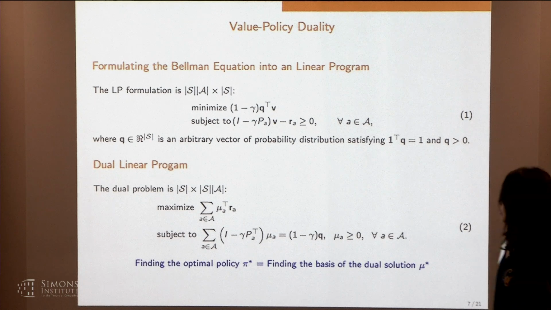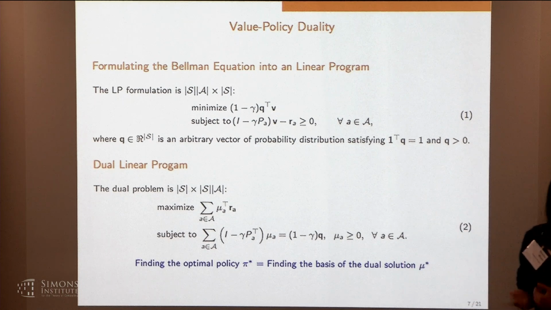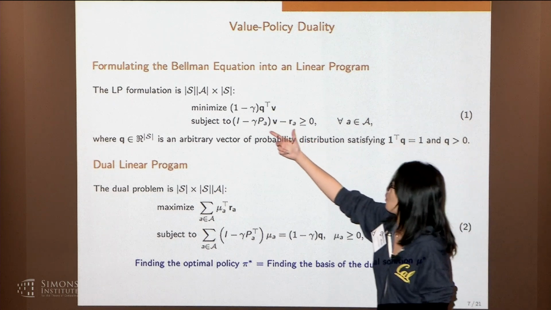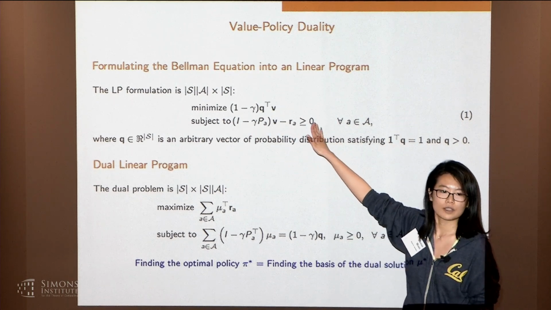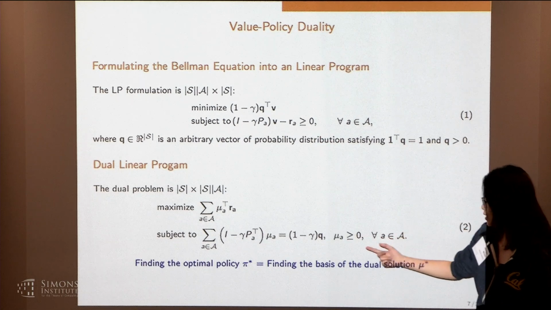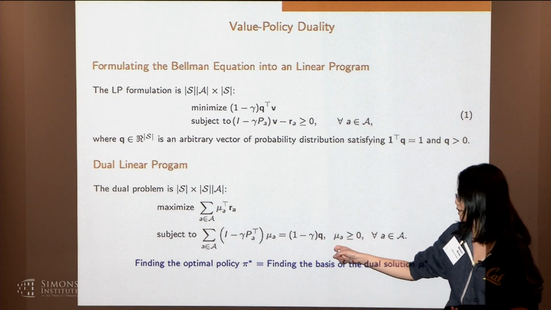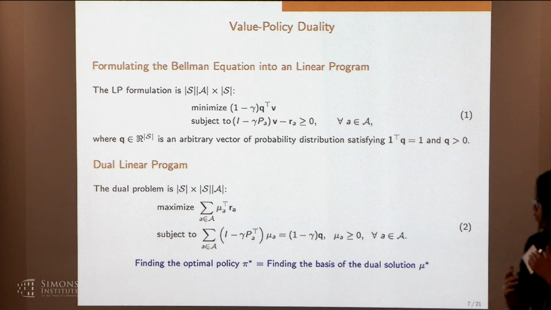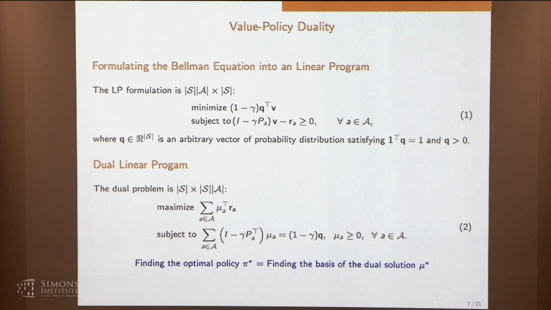If we just use linear duality, we can easily realize that in order to solve the primal problem, I want to find those constraints that are active at the optimal solution. In the dual setting, it means that I want to find certain coordinates of my dual variable that achieve 0. So essentially, I'm trying to find the basis of my dual solution. Finding the optimal policy is equivalent to finding the basis of the extreme point solution in linear programming. Okay, that's enough for the background.